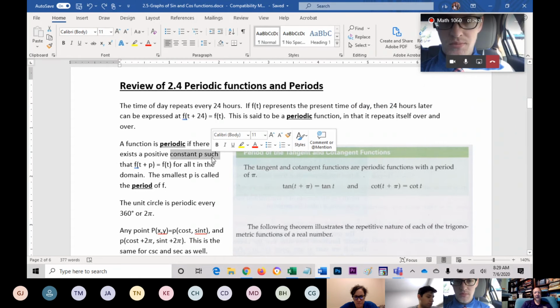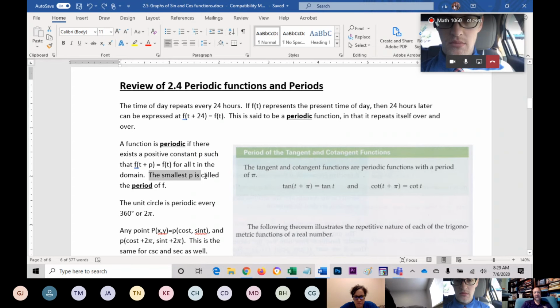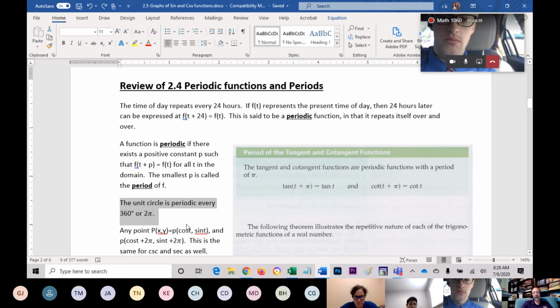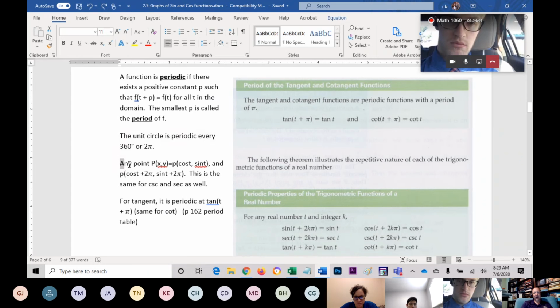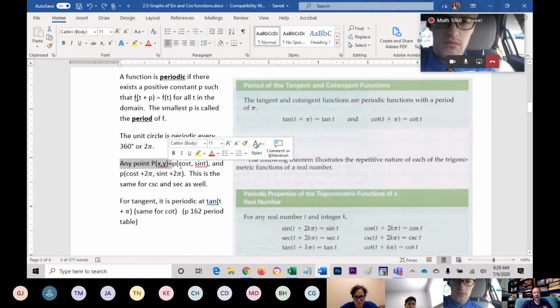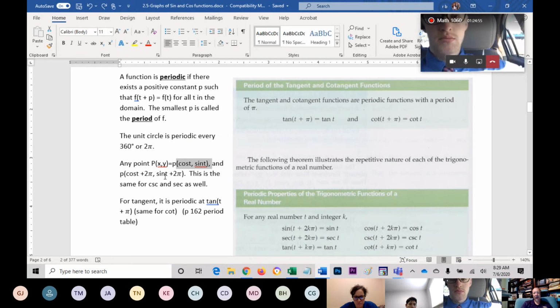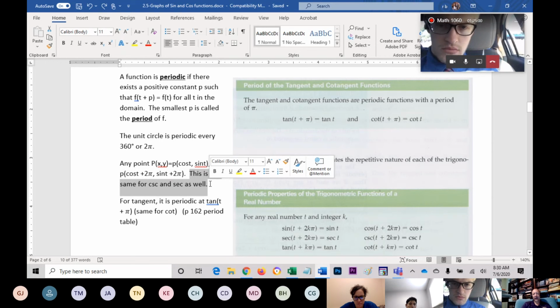There's a constant p such that f of t plus p equals f of t for all the t in the domain. The smallest p is called the period of f, okay? So in every unit circle, it's periodic every 360 degrees or 2 pi. Any point P of x, y, the ordered pair of cosine t and sine t, is going to be the cosine of t plus 2 pi and the sine of t plus 2 pi. This is the same for the cosecant and the secant as well.